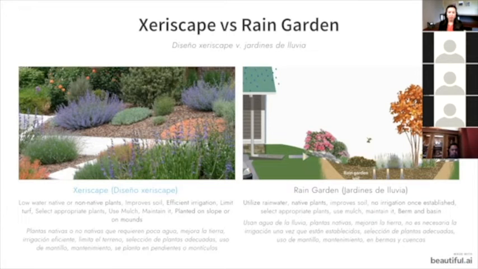So then for a rain garden, it utilizes rainwater. So as you can see from this photo, and we'll look at this again in just a moment, you're directing the rain into a depression. You're using native plants. Rain gardens also improve the soil, but they do not need additional irrigation once they are established, because you're using native plants that are adapted to our climate. You also use mulch in a rain garden. Mulch is very critical to the success of a rain garden. So there are some similar features, but they are distinctly different.